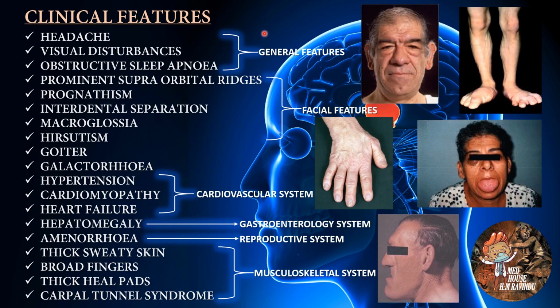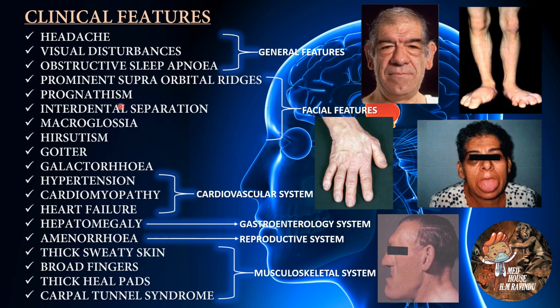Let's talk about the clinical features. To understand and memorize easily, we can subdivide clinical features like general features, facial features, clinical features related to cardiovascular, gastroenterology, reproductive and musculoskeletal system. General features are headache, visual disturbances, obstructive sleep apnea.